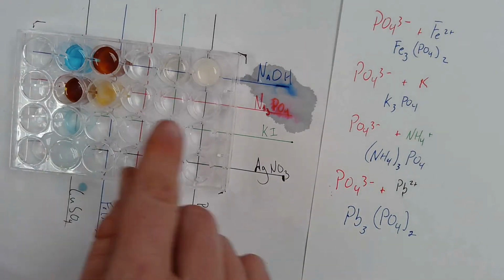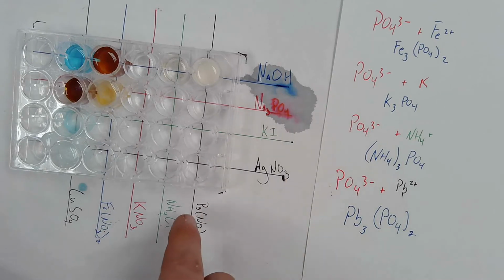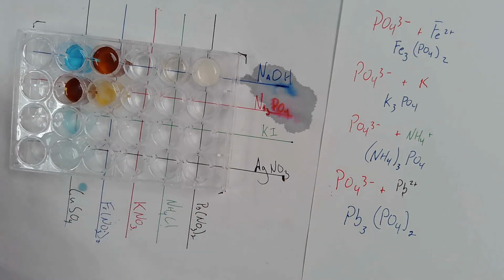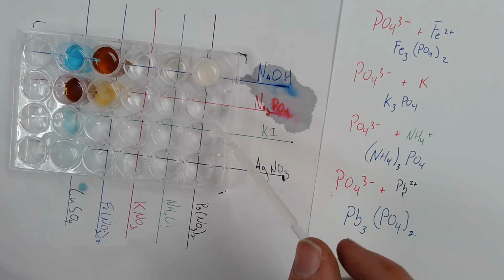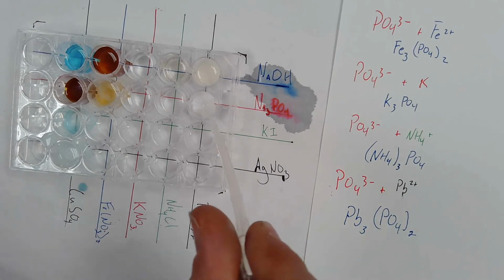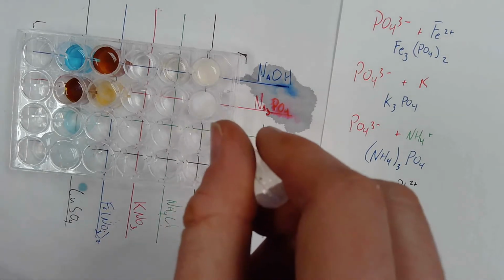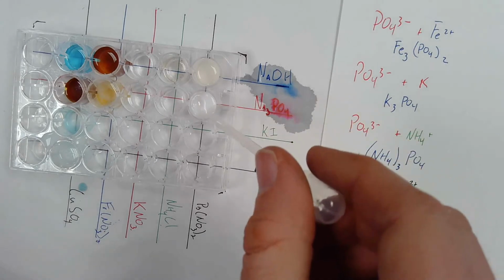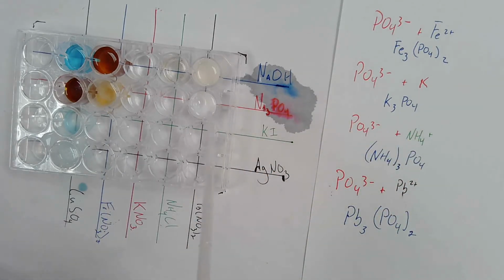No color change. And now let's try our phosphate with our lead. Now we're expecting this to make a precipitate, so let's see. And hey, look at that. It turns white and solid looking. Very, very different than these clear ones, right? Not bad. We made some really good predictions.